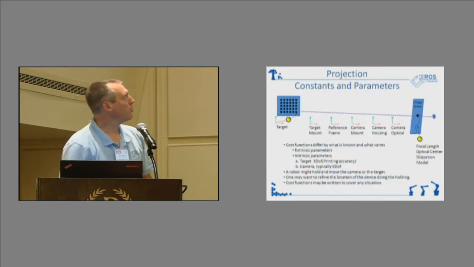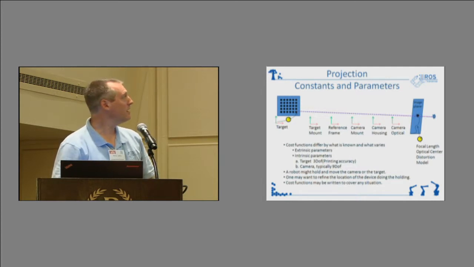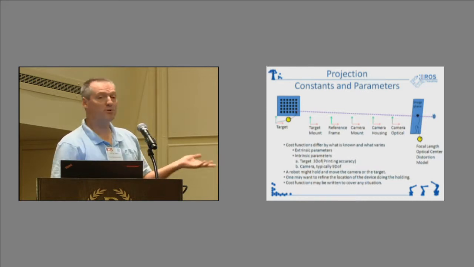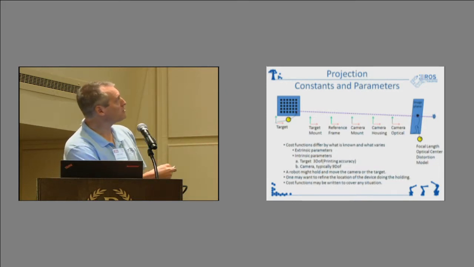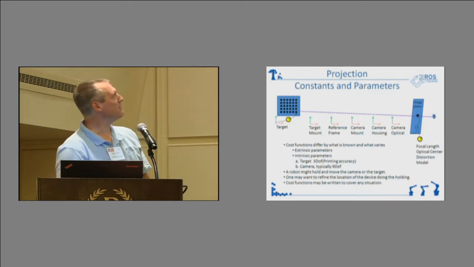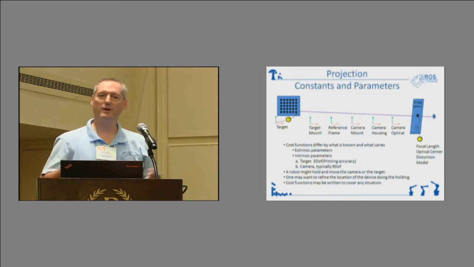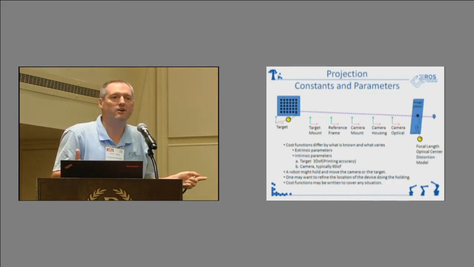Okay, so the difference in all our cost functions is what is known and what varies. In other words, if we have a printed target, printing errors will show up in the positions of the target. Let me show you this. So the little yellow dial there was meant to indicate that sometimes we want to calibrate the target. We want to know what the printing errors in the target are.